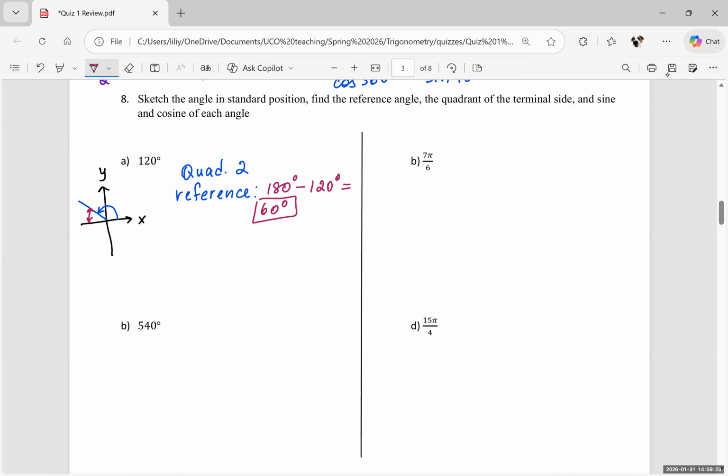And then sine and cosine, that is from the unit circle. Sine of 120 degrees from the unit circle, square root of 3 over 2. Cosine of 120 degrees is negative 1/2.